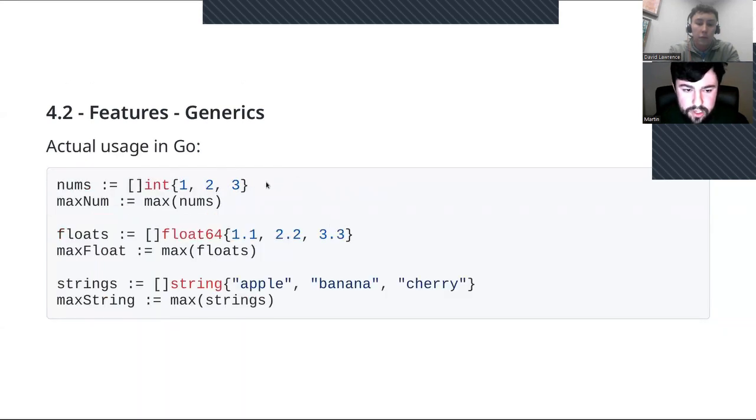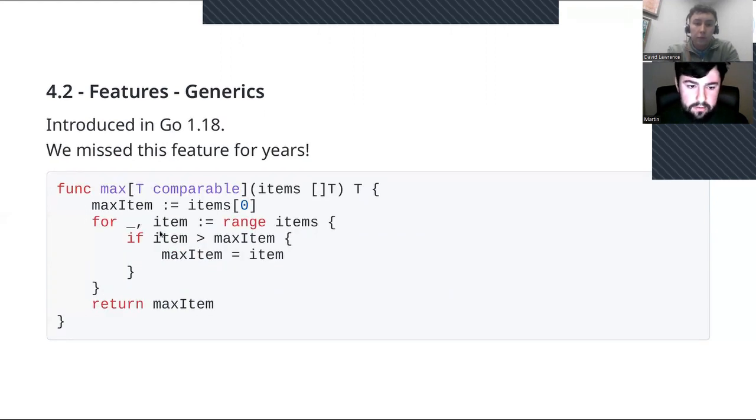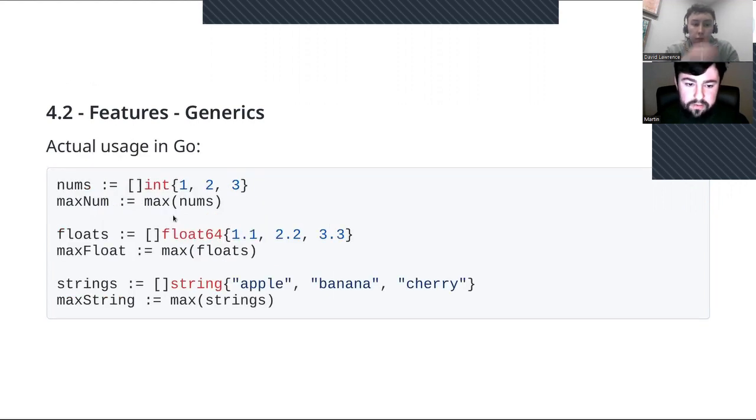So the actual usage in Go would be, say I have a slice of integers, a slice of floats, a slice of strings. I can just call max on them, and it will call that function for each one of those specific types. Well, actually, it will specialize these functions. You don't see the code, but it will generate the code for you. For each one of the usages of max, it will create one version of max. So there will be a max for floats, a max for integers, and a max for strings.